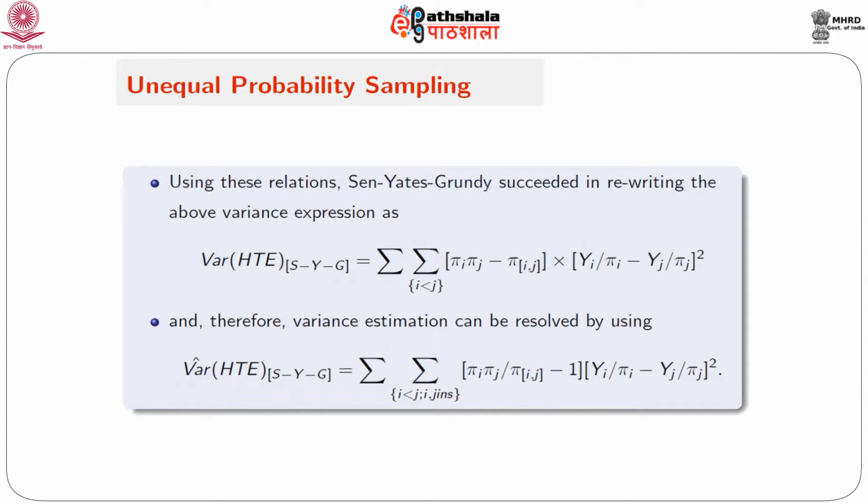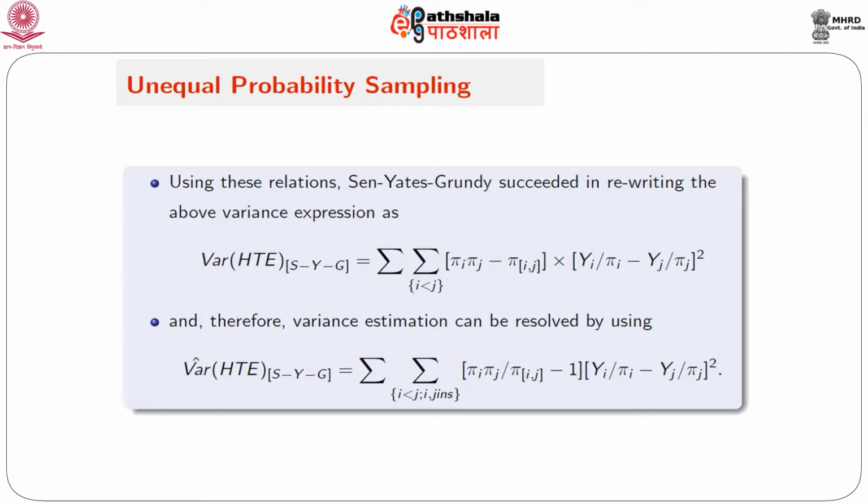Using these relations, the expression for the Horvitz-Thompson estimator variance that we have seen before, that was originally given by Horvitz and Thompson, was simplified further for unequal probability, fixed size sampling designs to what you find here, and that is due to Sen, Yates and Grundy. Yates and Grundy had a joint paper, and Sen did it independently. That's why we call it Sen, Yates, Grundy, and that is the variance expression for the Horvitz-Thompson estimator.